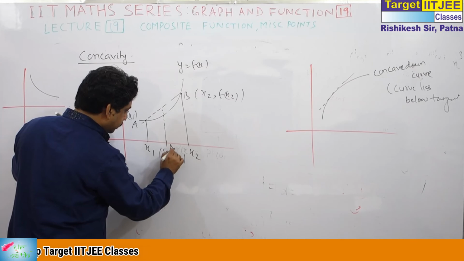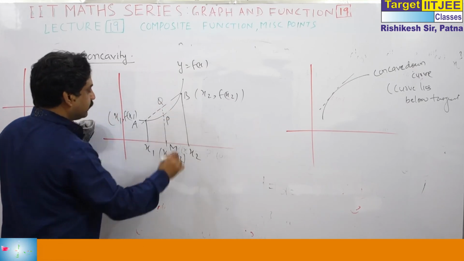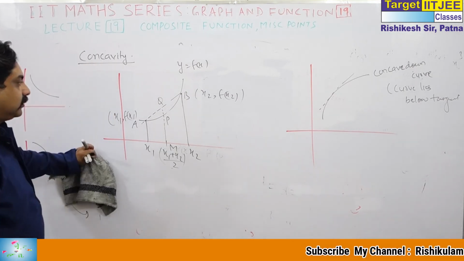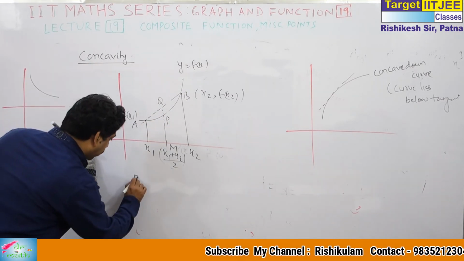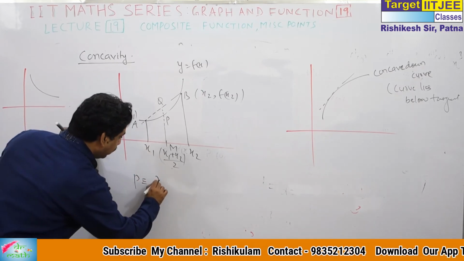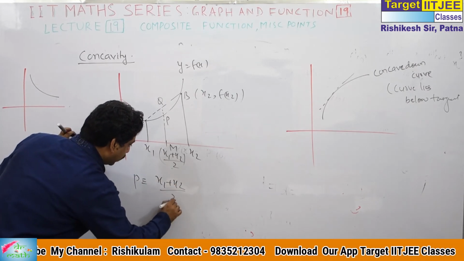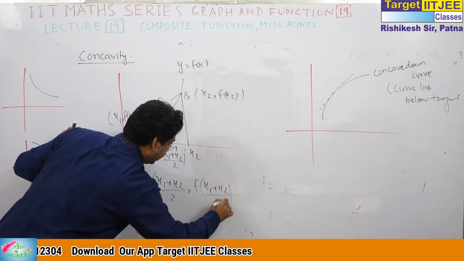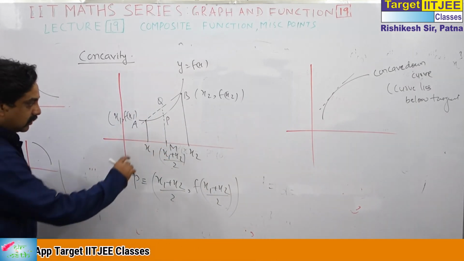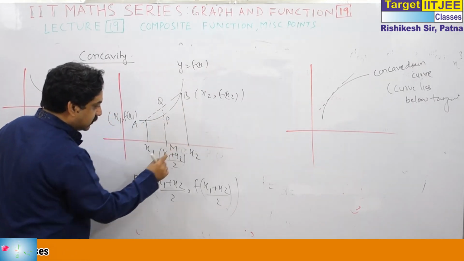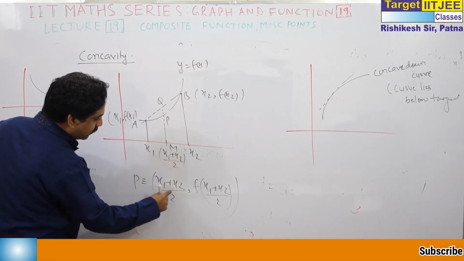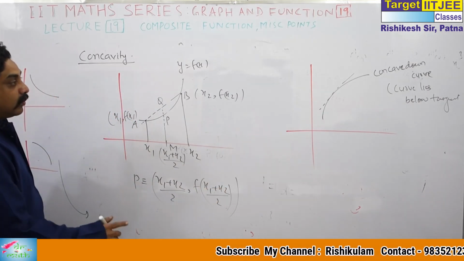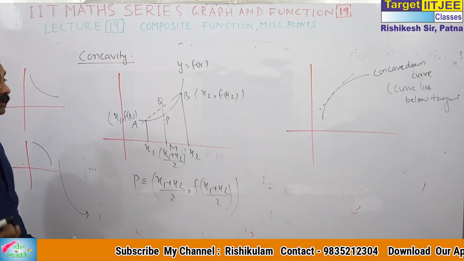Suppose the midpoint is M. This is P and this is Q. Can you say the coordinates of P and Q? Yes. P will be ((x1 plus x2) by 2, f((x1 plus x2) by 2)), because P lies on y is equal to f(x). So the x coordinate is (x1 plus x2) by 2, and the y coordinate is f of (x1 plus x2) by 2.